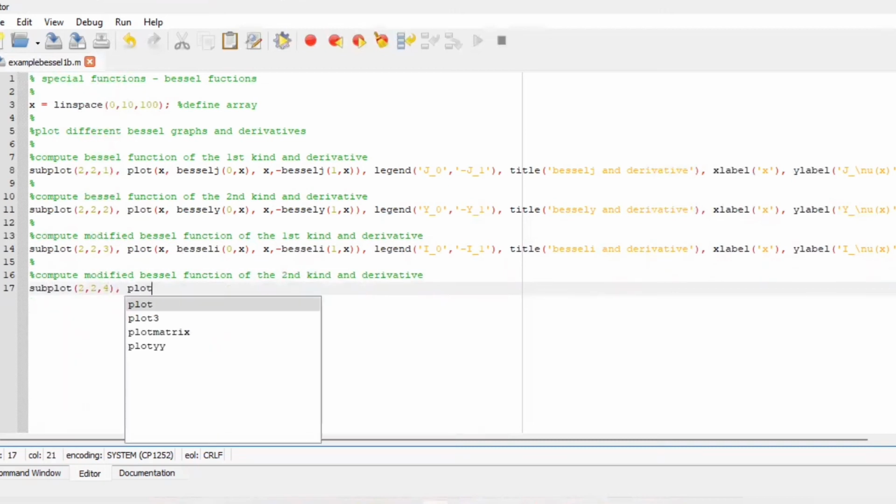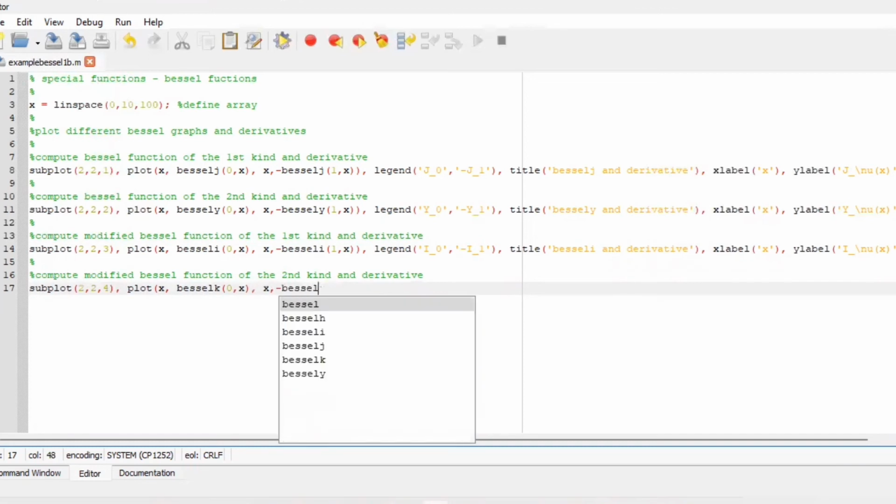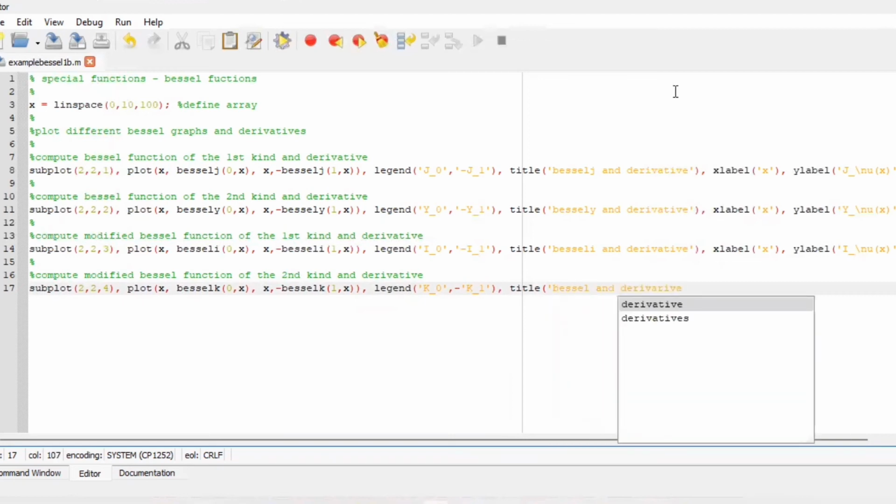And lastly, the modified second kind and its derivative. Subplot on the fourth position. Plot Besselj k, which is the modified Besselj function of the second kind. Include its derivative, legend, title, x label, y label, and the grid on.